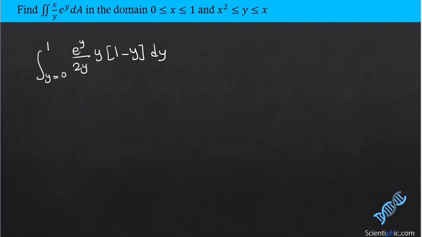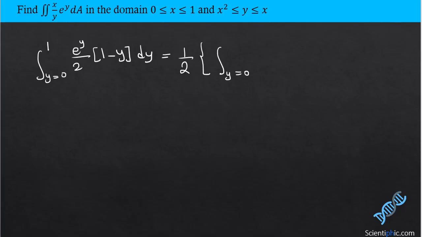So this is the integral. I see that the y's cancel out, so I can remove it from the integral. Now I have this integral. If I expand this, it's going to become half the integral of y from 0 to 1, e to the power of y minus the integral of y from 0 to 1, y e to the power of y.